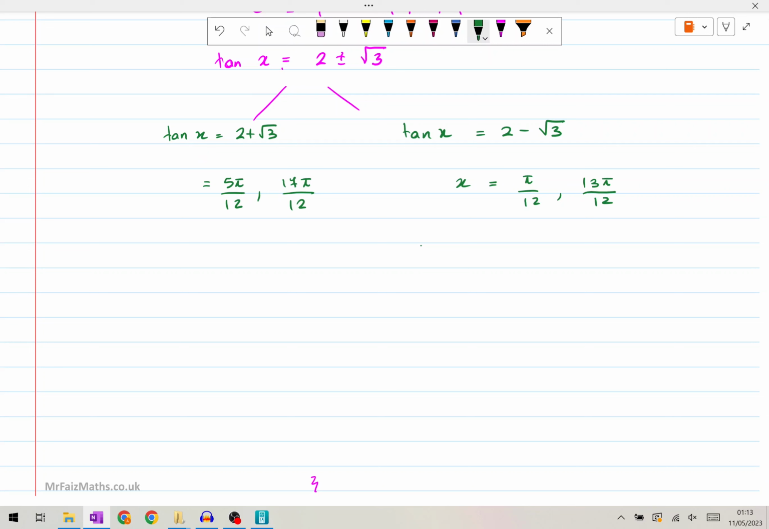So these are the 4 solutions. Adding pi to this again would go outside the range. So the final solutions we have for this, if I do write them in order, again, you don't necessarily have to write them in order, but the solutions would be pi over 12, 5 pi over 12, then 13 pi over 12, and 17 pi over 12.